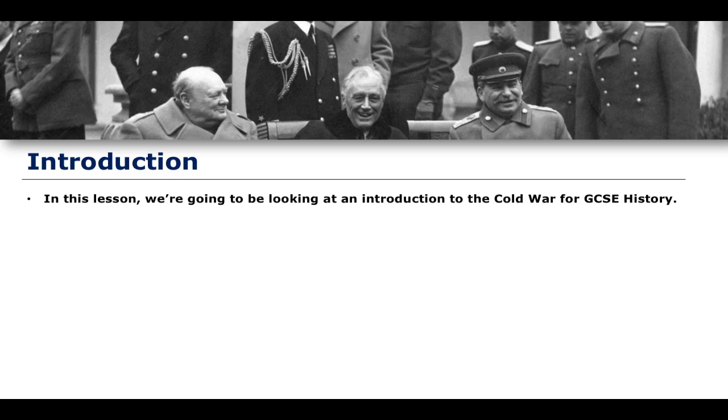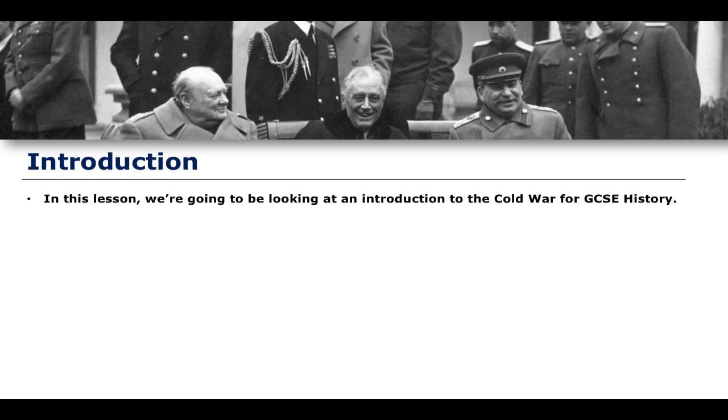Sometimes known here as the Big Three, being the three main leaders at the end of the Second World War. Pictured here at the top of the screen, you've got Winston Churchill of Great Britain, you've got Roosevelt of the United States, and then you have Stalin of the Soviet Union. So that's what this period essentially represents. It's a representation of a conflict that existed between two major sides, between the United States and the Soviet Union.